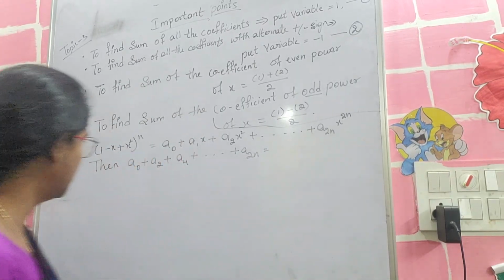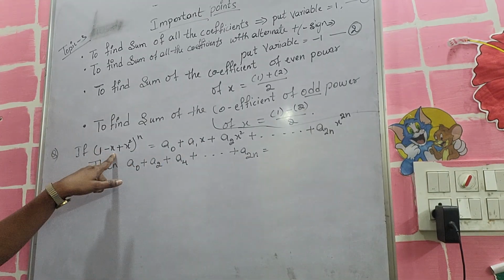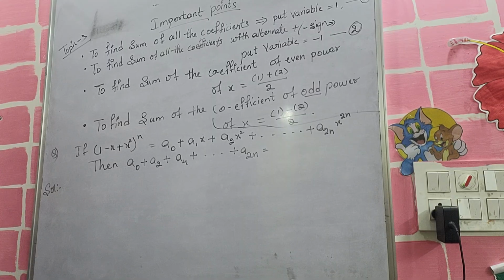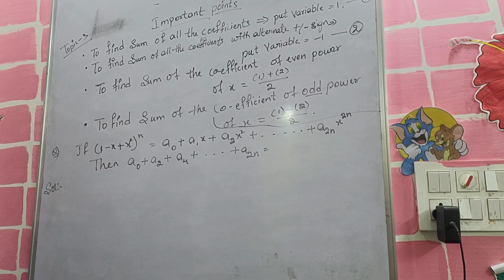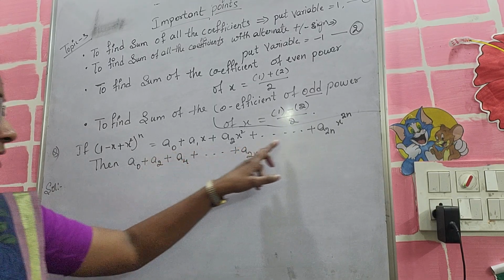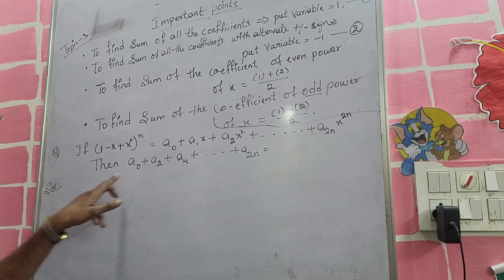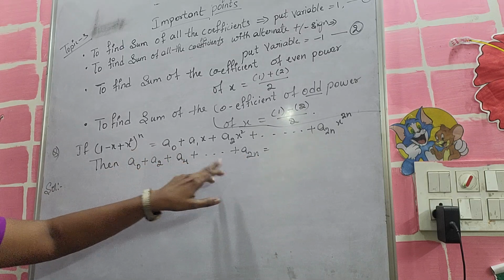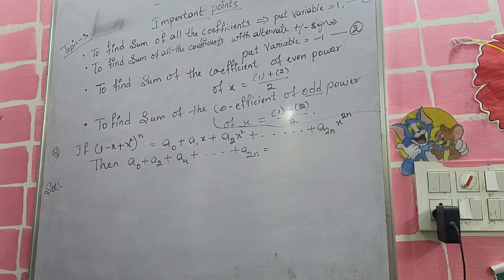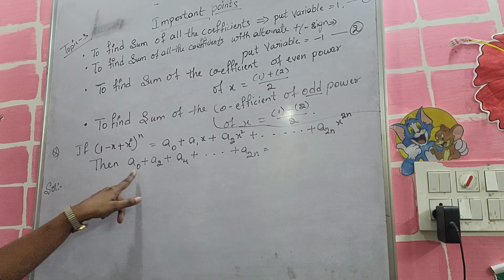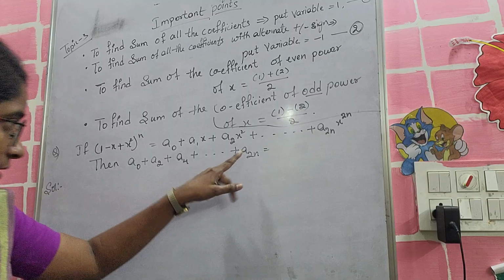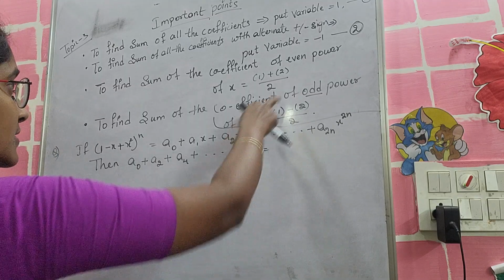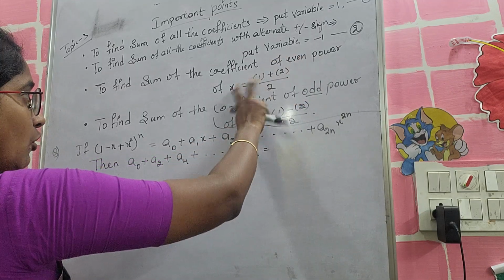Yeah, we're going to do the other problem here. (1 - x + x^2)^n. Here they gave the series of this. Then a0 + a2 + a4 and so on. They are asking the value of this one. So what are these? These are the even terms, the even powers of those things.